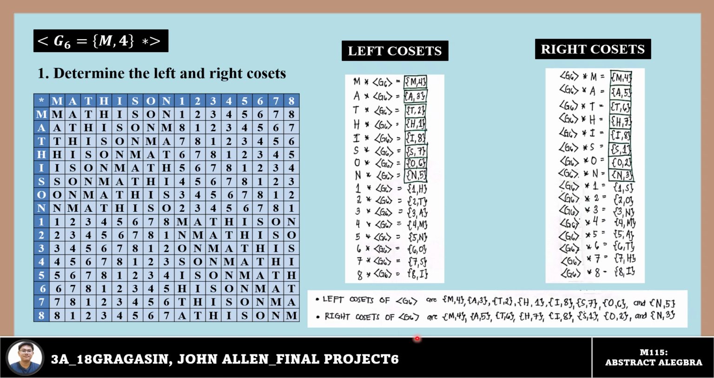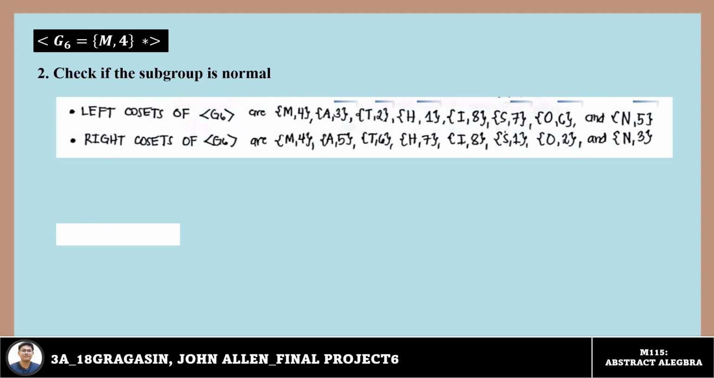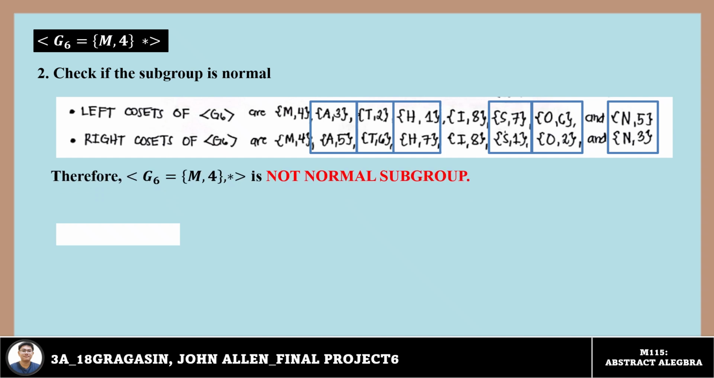And then for our right cosets, we have the set M and 4, set A and 5, set T and 6, set H and 7, set I and 8, set S and 1, set O and 2, and then set N and 3. And then let's check if the subgroup is normal. As you can see here, some of the elements in our left and right cosets are not equal. Therefore, we conclude that G sub 6 is not a normal subgroup.